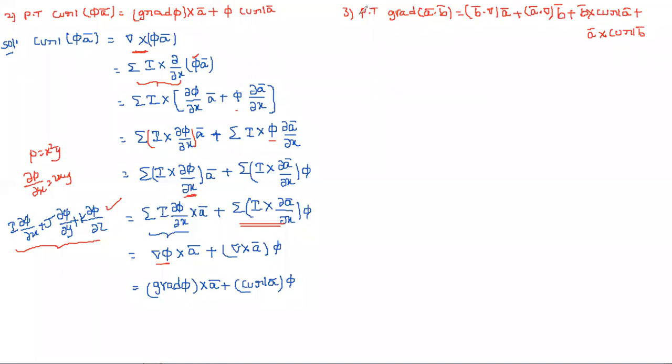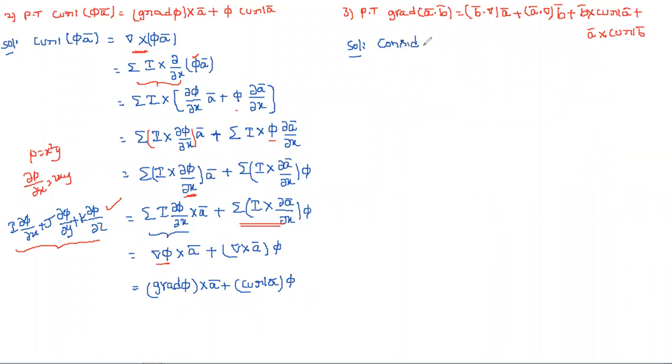This is the next identity. Prove that grad of a bar dot b bar is equal to b bar dot del into a bar plus a bar dot del into b bar plus b bar cross curl a bar plus a bar cross curl b bar. Okay, so here it is. We are going to prove that by taking the RHS to prove the LHS. So for that, first I am taking a bar cross curl b bar.